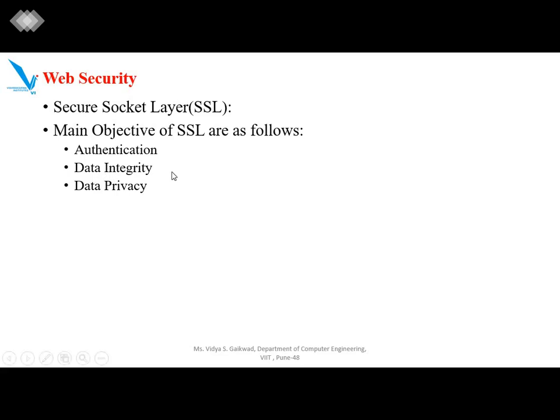Now let's see data integrity. Whatever data is transmitted by the sender should be received as it is without any modification at the receiving end. Data integrity ensures that the data received is the same data sent by the sender without any modification. Data privacy: during transmission of information between the server and client, the data should be protected from the attacker such that only authorized users can read it.